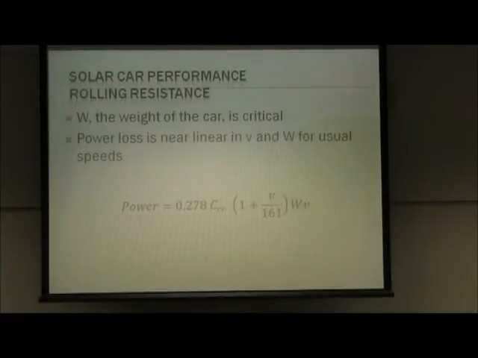It's near linear. W here is the weight of the car, not the mass of the car, the weight of the car. What does that say? If we look back at the amount of energy it takes for the car, it's linear in weight, on the bearings and on the tires. So you've got to reduce the weight of the car.